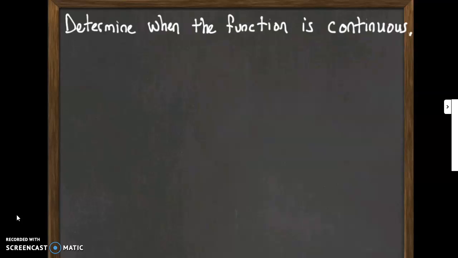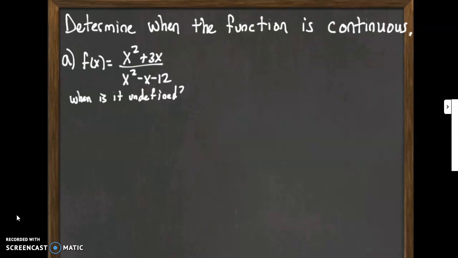So let's consider now some examples where we want to check the continuity of a function. First off, let's consider this rational function. As long as this rational function is defined, the limit is going to be the same as the function value. That was one of our rules from earlier. To check when this is continuous, we actually want to figure out when it is not continuous. So when is it undefined?